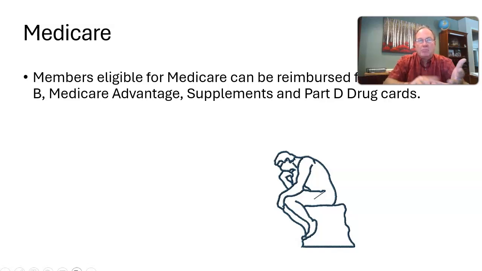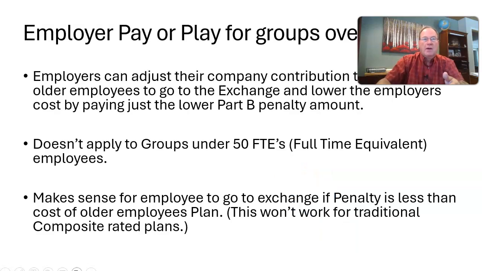They can pay Part A, Part B. If it's a Medicare Advantage plan that has a premium, they can pay that. They can pay for Medicare supplements, and they can use Part D drug cards. And then this is an advanced analysis for groups over 50. So the program figures out all the pay or play penalties. You put them in there.